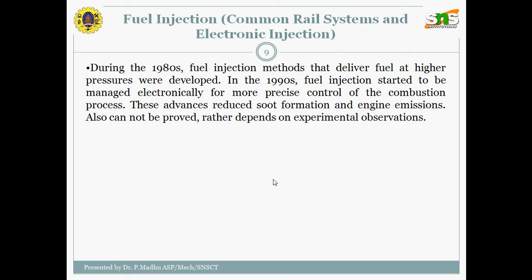Exactly at the end of the compression stroke, the fuel injector will inject. It is the common rail system, where the fuel injectors are arranged in a rail structure. By this, we can reduce the maximum of emissions. These advanced systems will reduce the soot formation in the engine emissions. Also, this cannot be proved, rather it depends on experimental observations.